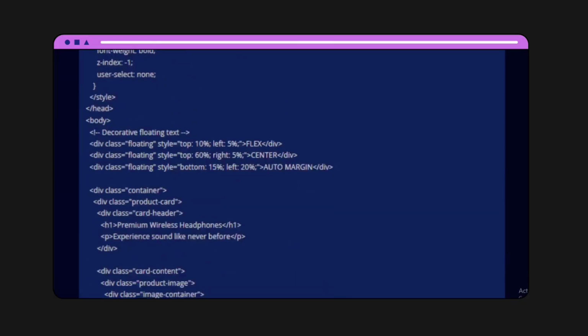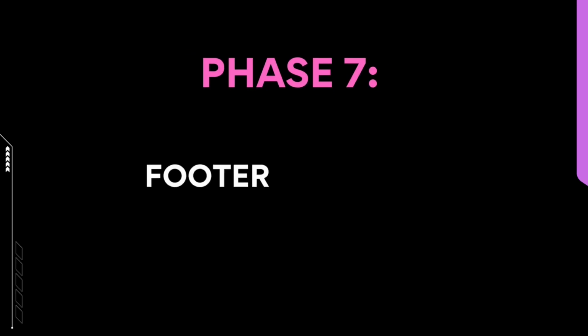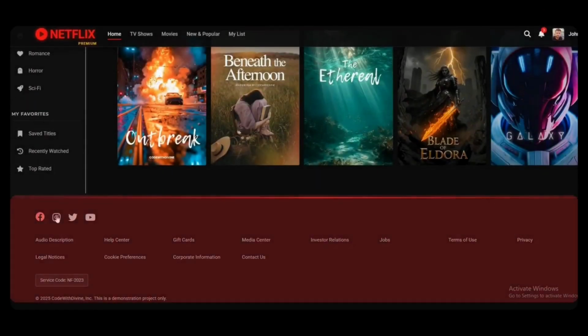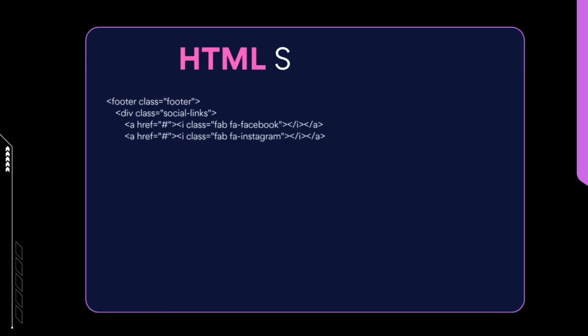But you're doing great. Let's keep going. Phase 7. Footer. Grid for links. The footer showcases another brilliant use of CSS Grid. HTML structure.